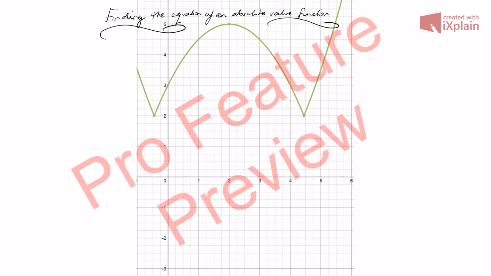Okay, today we're going to have a look at finding the equation of an absolute value function. With an absolute value function, if you've got the sketch and you're trying to find the equation, you have to visualize the steps that have been taken in order to get to the final function. So when you look at the green function here, we have to think about what steps have happened in order to get it to this position.